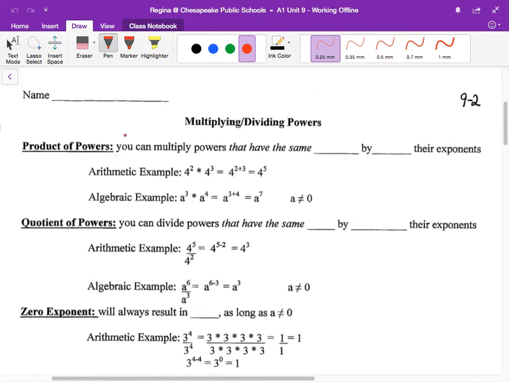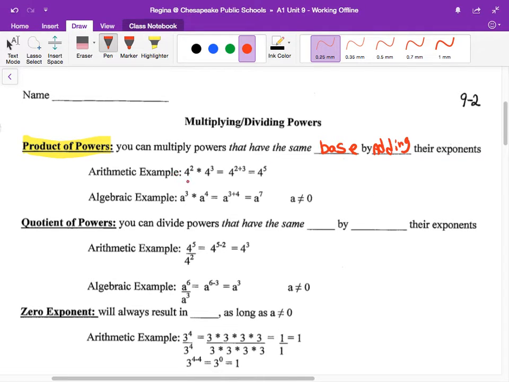The first one's called product of powers. Product means multiplying, and we're dealing with powers and exponents in this unit. The rule says that you can multiply powers that have the same base by adding their exponents. So that's the rule.